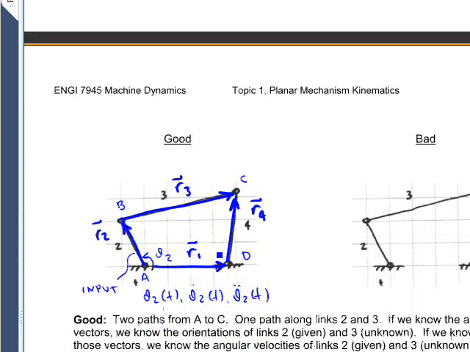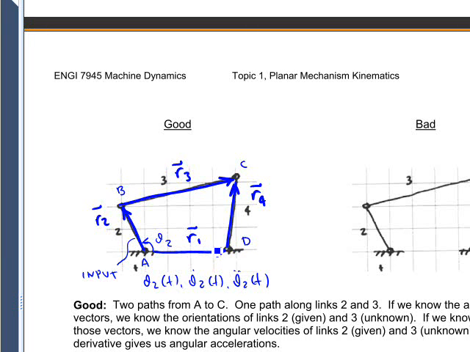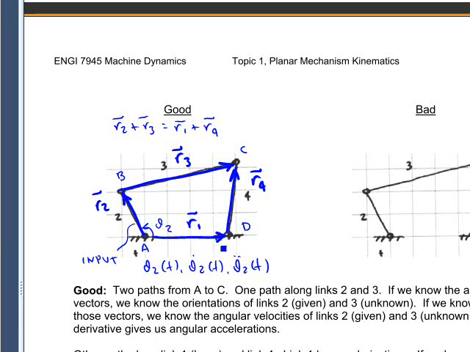Now this quadrilateral is always going to be a quadrilateral as the mechanism moves, but its shape will change, of course. But no matter what the position of all the links, at any instant, R2 plus R3 is going to equal R1 plus R4. That's your loop closure equation. That's one vector equation. Each vector has x and y components. So you can think of this one vector equation for the one loop as being two scalar equations, one in x components, or i, and the other in y components, or j.